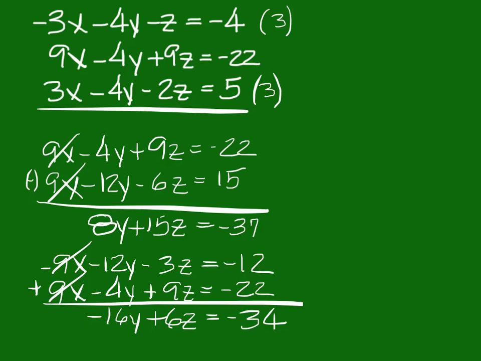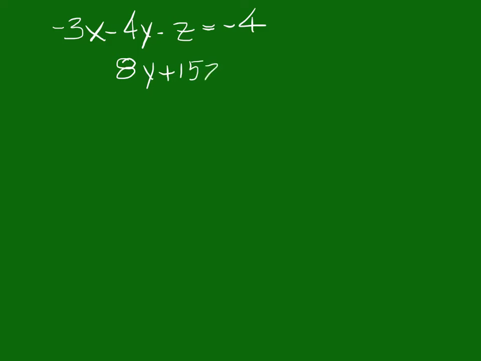You also want to take with that the negative 3x minus 4y minus z equals a negative 4, the very first equation. So if we take those over to the next screen, we want to set them up like this. Negative 3x minus 4y minus z equals negative 4 is the first equation, and then 8y plus 15z equals negative 37 is the second, and negative 16y plus 6z equals negative 34 is the third equation.